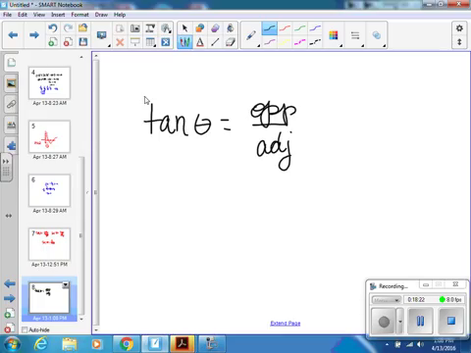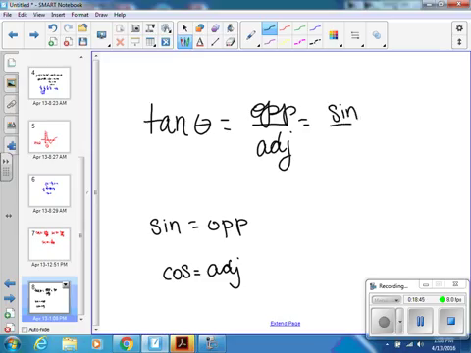Now, on the unit circle, sine is whatever your opposite is. Cosine is whatever your adjacent is. So tangent, using the unit circle, tangent is sine over cosine. That's tangent. Tangent equals sine over cosine.